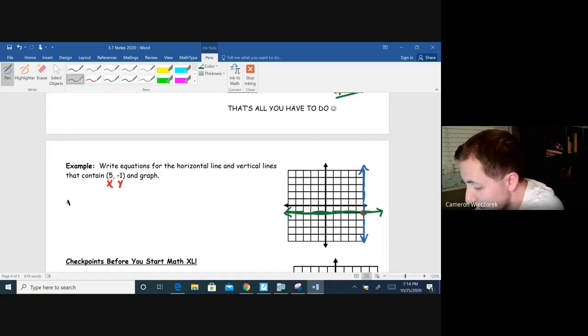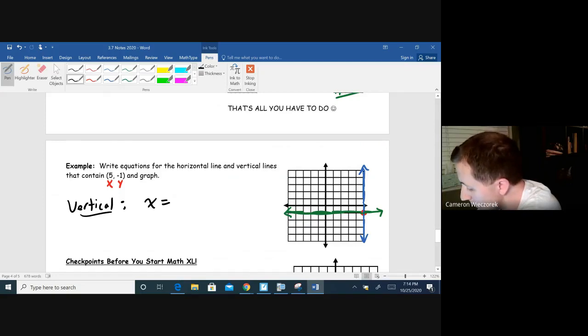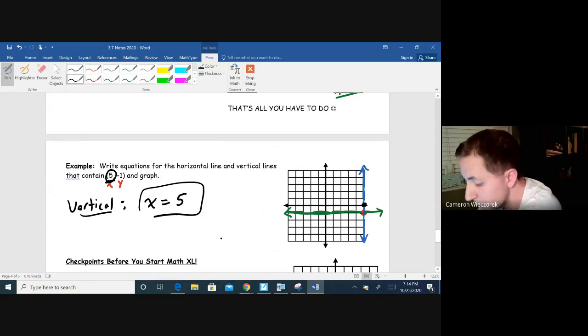Let's start with the vertical line. Vertical lines have to start with x equals. And if you trace along that blue line, x is always equal to 5, no matter where you're at, because it crosses the x-axis at 5. And the ordered pair is giving you a clue. It's telling you the x value is 5. So your vertical line there would be x equals 5.